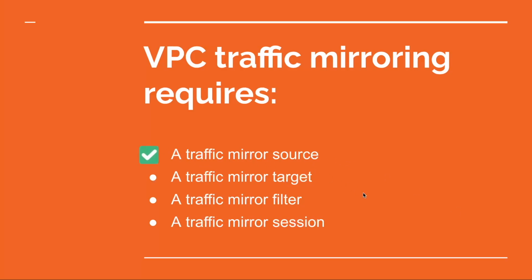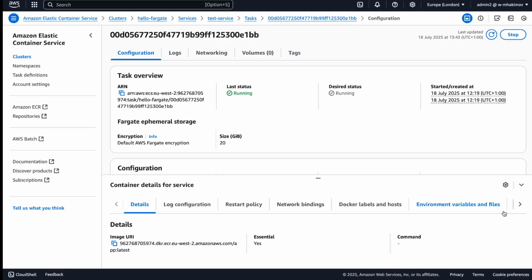The next one is a target. It will be an EC2 instance that we are about to deploy now. Next one is a filter. We need to filter what type of packets we will be copying to our target. And finally, a traffic mirror session, which is just a relationship between a source and target node. To create our target, let's go to the EC2 console.